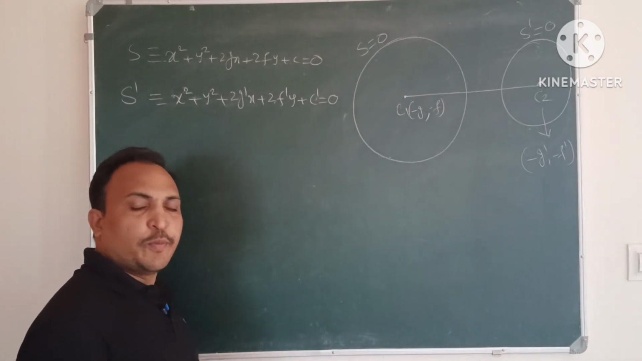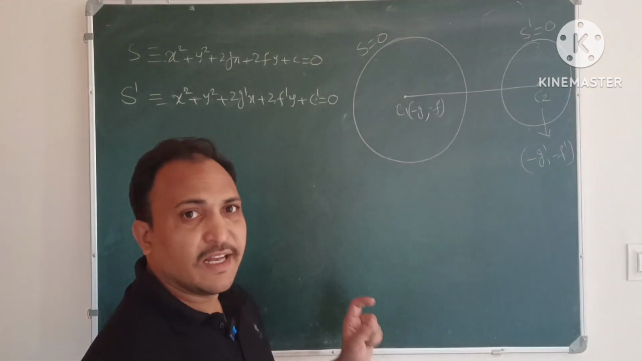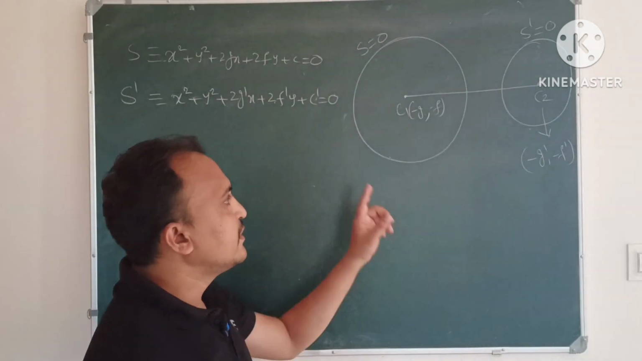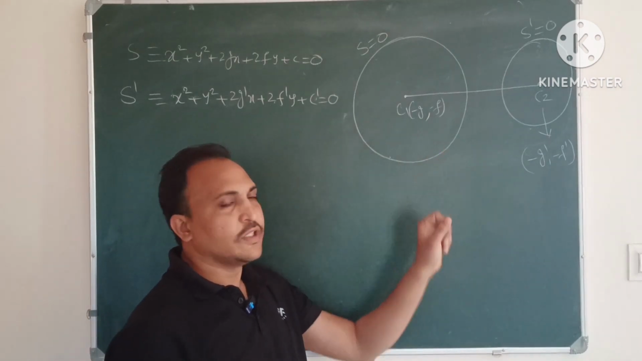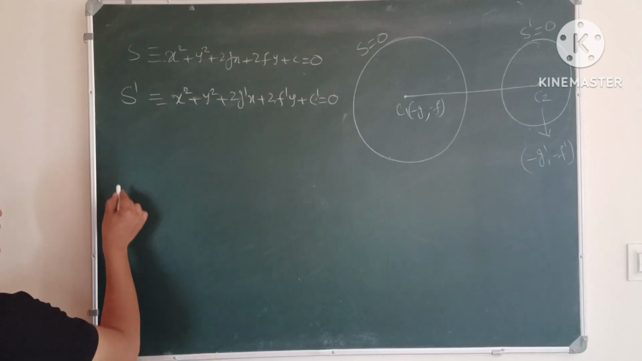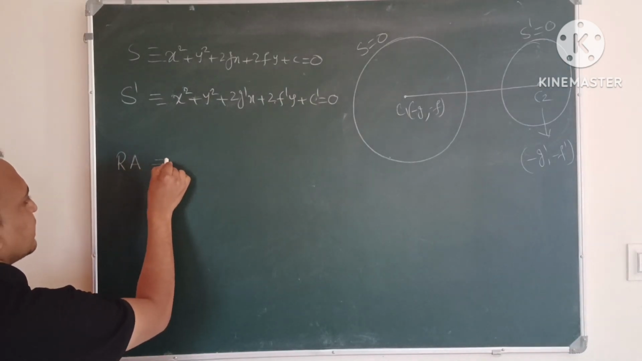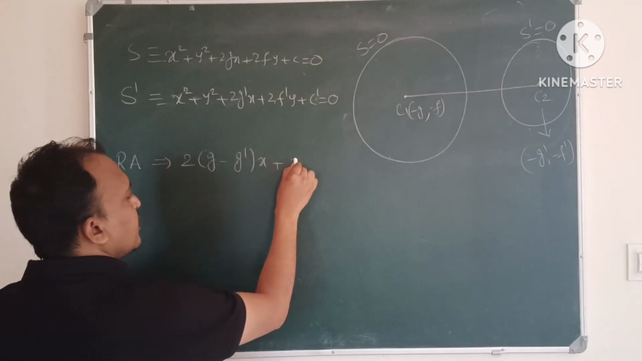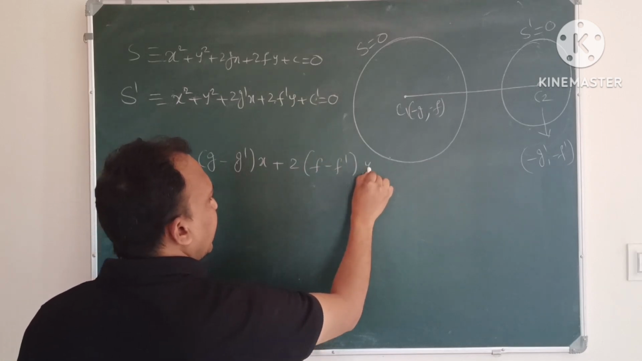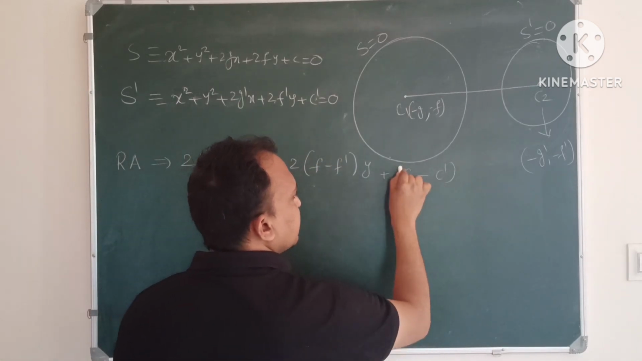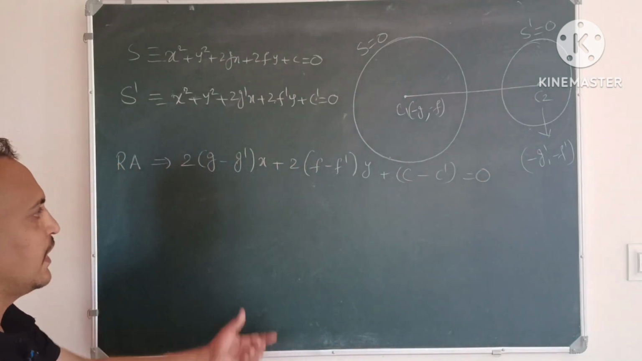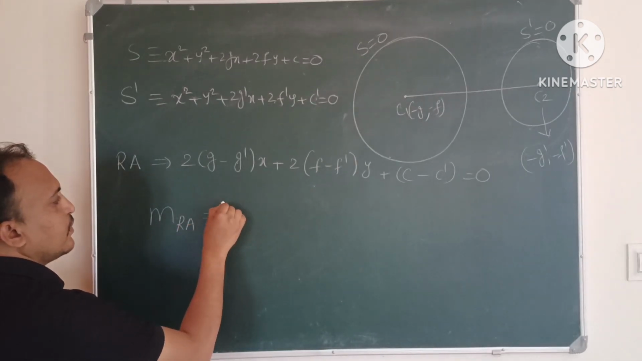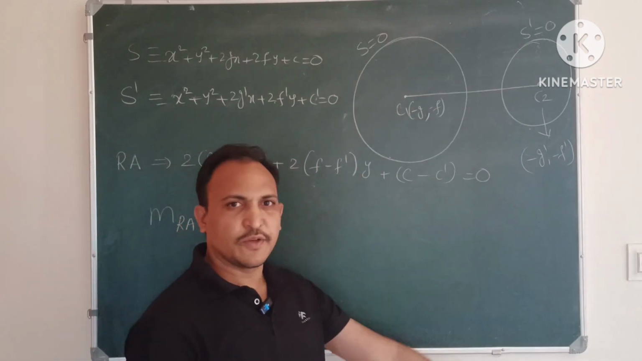Then property number 1: a radical axis is always perpendicular to C1 C2, the line segment joining the two centers. Let us see how this is. Just now we found the radical axis equation, 2 into g minus g dash into x plus 2 into f minus f dash into y plus c minus c dash is equal to 0. This is the equation of the radical axis. What is the slope of the radical axis?